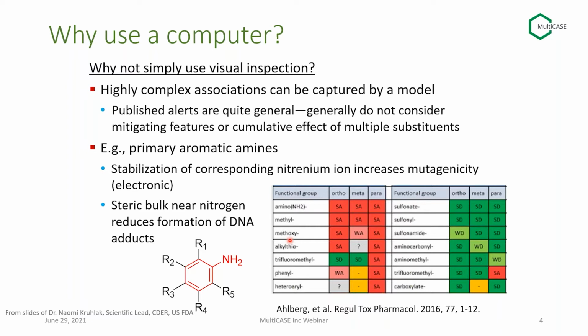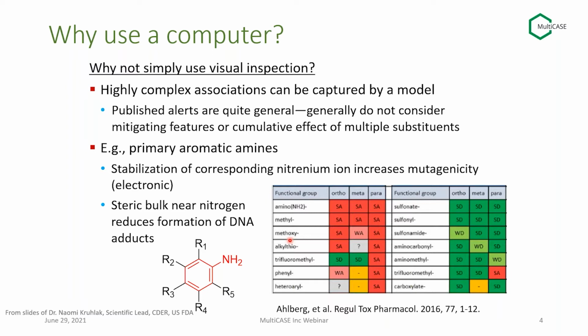So why are we going to use a computer? Why not simply use visual inspection? Well, if we go by the formal Q&A document for M7, for example, it says strictly you don't do any visual inspection. You need to run computer analysis. And the rationale is behind this. There are some highly complex associations which can be captured only by the models. For example, you remember I emphasized that you have an epoxy group in that previous picture. So you might assume that if you have the epoxy group in your structure, that's it. You have a mutagenic compound, which is not true in reality. If you have a long chain aside of the epoxy group, then it's not mutagenic.